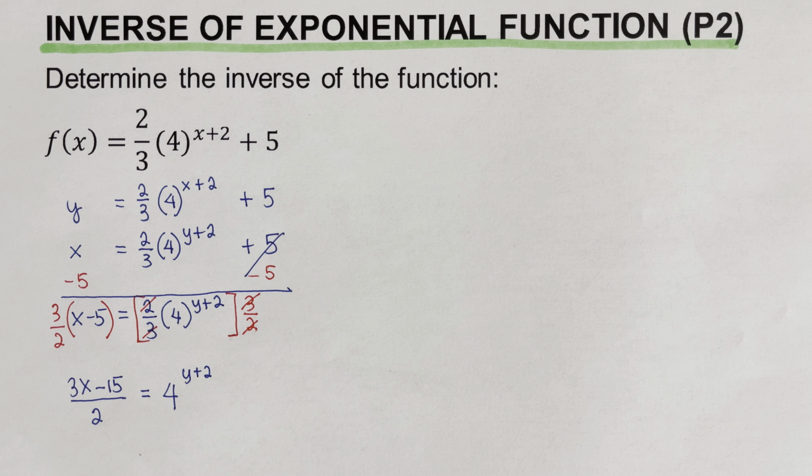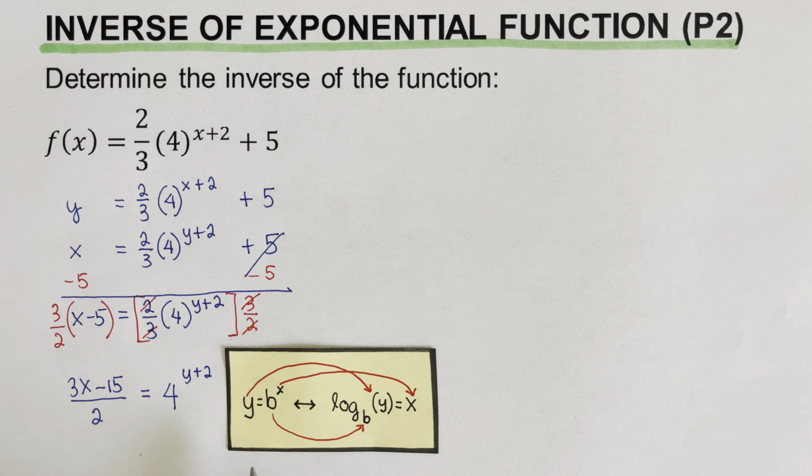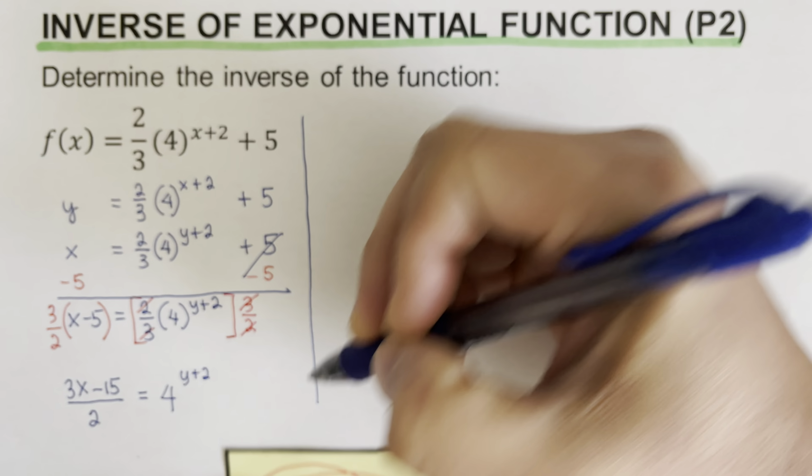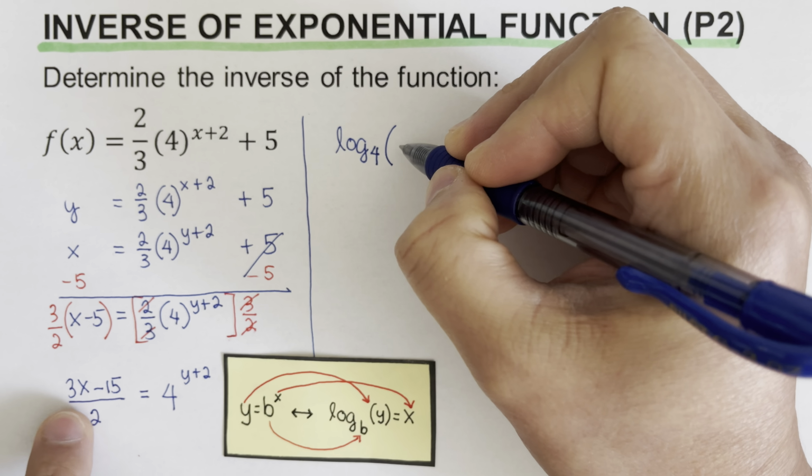Now, the other part of this step is to convert this exponential expression to its equivalent logarithmic form. So this is the general rule right here. So if we are given the exponential form, the base would be the base for both the logarithmic expression and the exponential expression. So this can be rewritten as log base 4 of this value that we have right here, 3x minus 15 over 2, is equal to the exponent y plus 2.